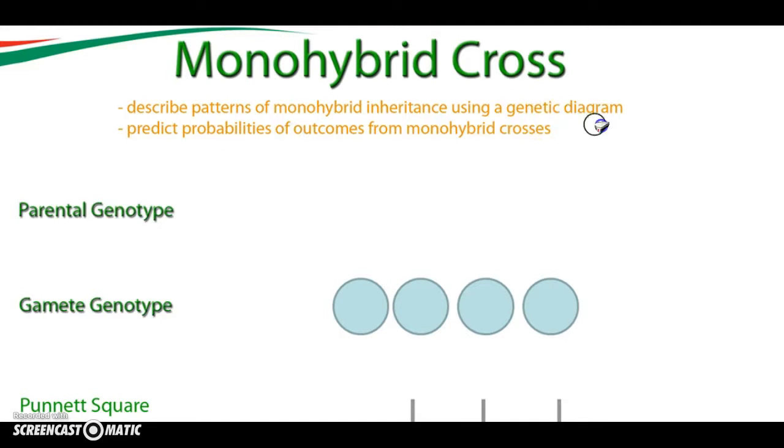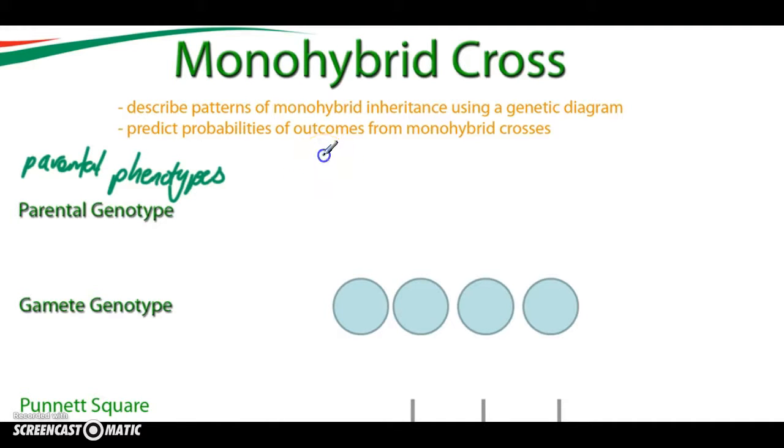Now, the first thing we want to do is figure out from the question you've been asked what you are crossing. So for our first example, let's identify what we have. We have our parental phenotype, and the phenotype are the features of the organisms that we're crossing. So I want to cross two humans, one with brown eyes and one with blue.